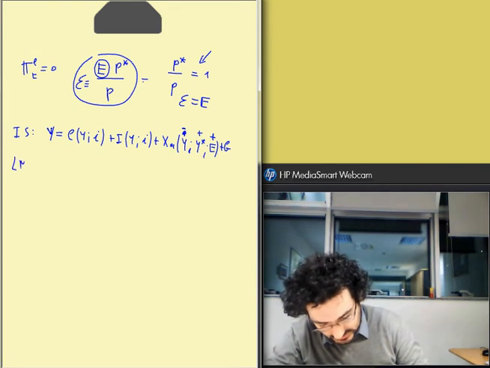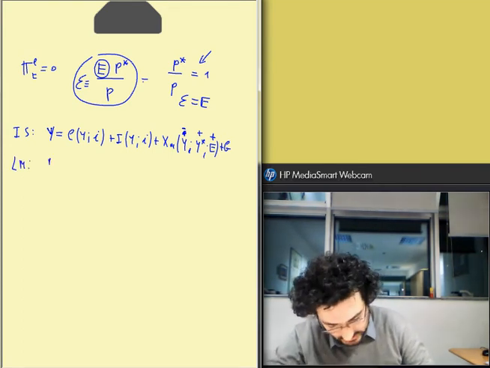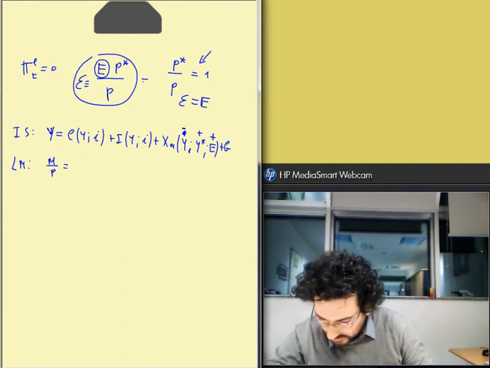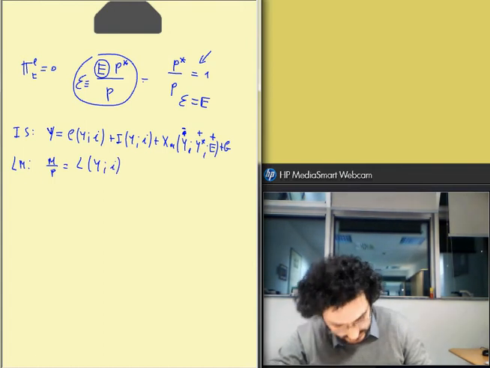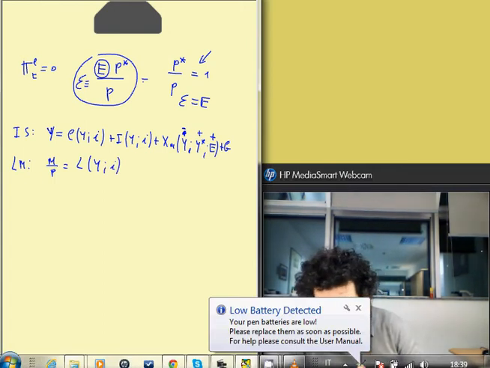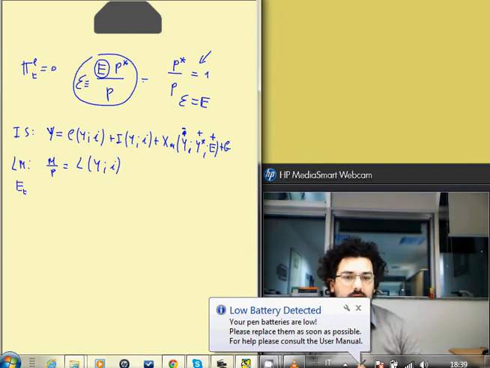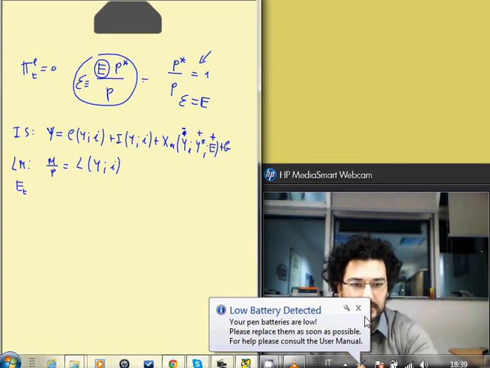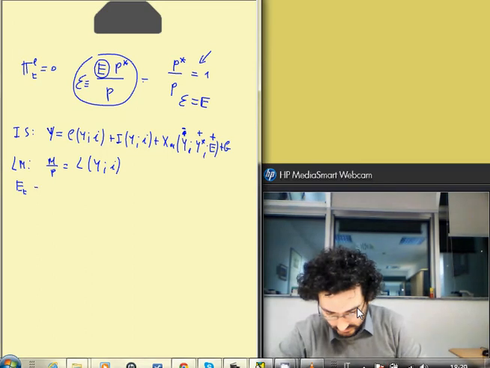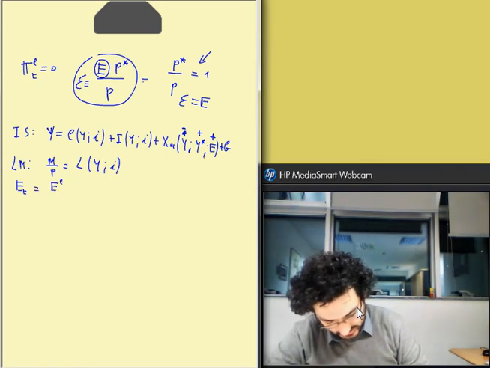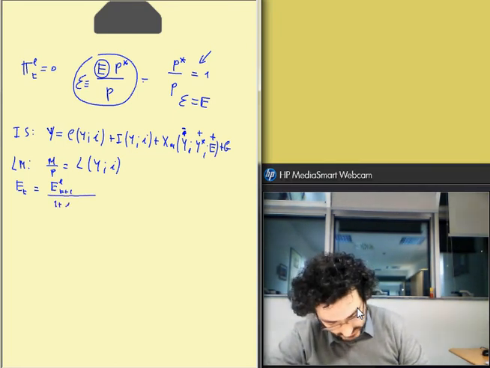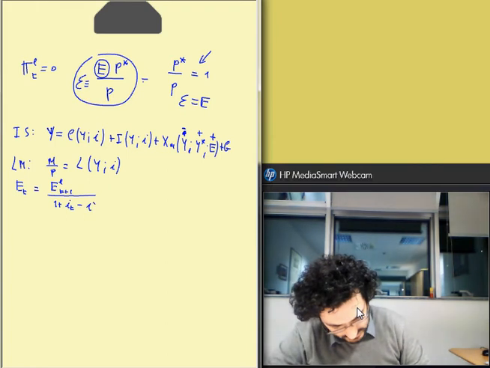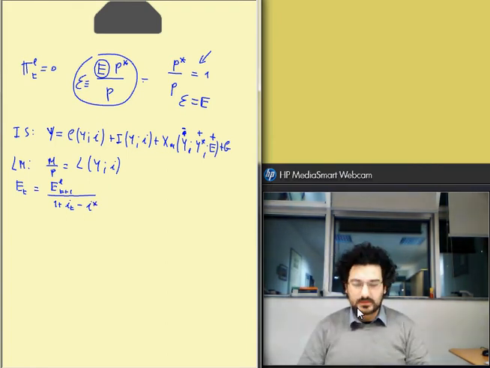The second equation is the standard LM curve, which is the real money stock equal to money demand, which is a function of income and nominal interest rate. Finally, we have the uncovered interest parity, which can be written as the actual current exchange rate equal to the expected exchange rate for the next period, divided by 1 plus the internal interest rate minus the external or foreign interest rate.